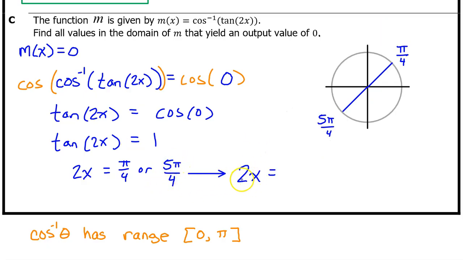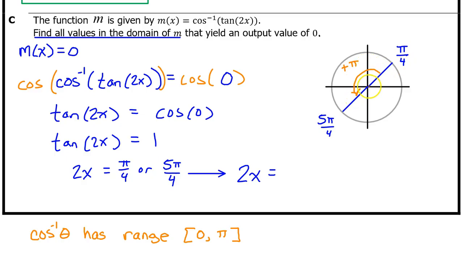Here's where it gets a little bit tricky. We just found two possible values for 2x on the interval from 0 to 2 pi. However, we are supposed to find all values in the domain of m. And the domain of m is really unlimited. So there are infinitely many values. We found 2 so far. But when you have solutions that are separated by a semicircle, they are separated by pi radians, you have this situation where every time you add pi, you get another solution.